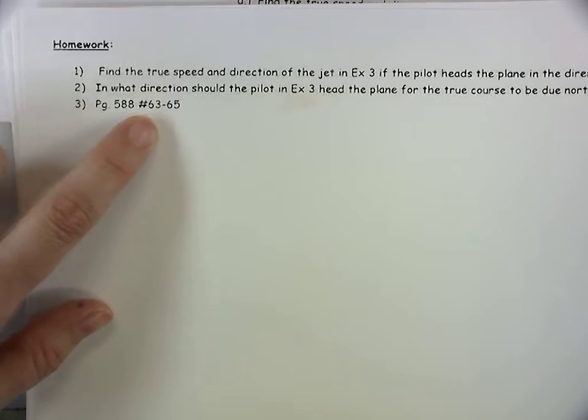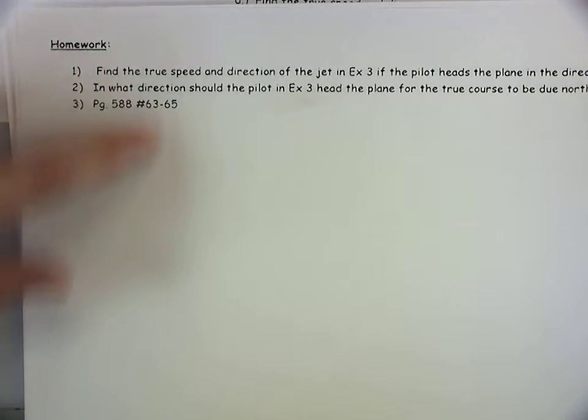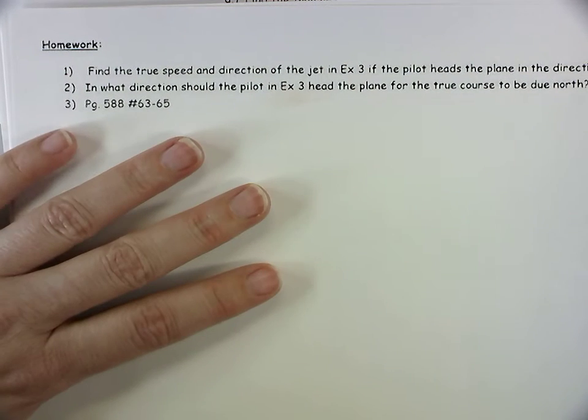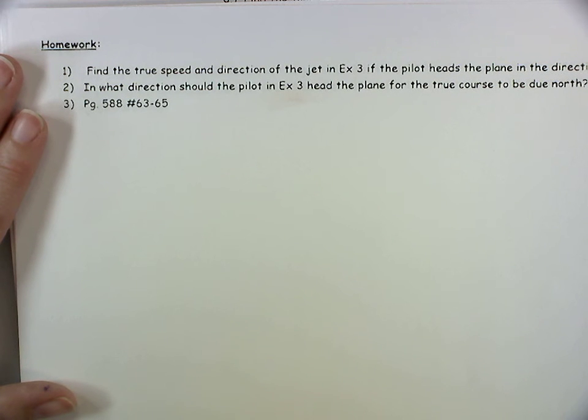Now you're also going to do 588, 63 through 65. Are you going to check those? Yes, it's all of them. So there are going to be 5 questions total. Your homework will be worth 5 points. So 5 questions worth 5 points. Each question is worth 20%, which is 1 point.